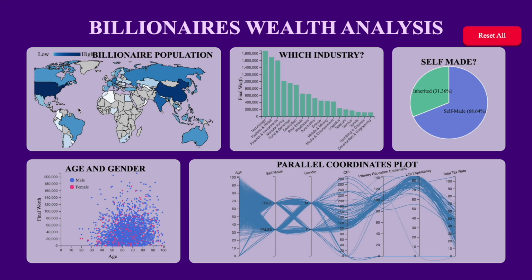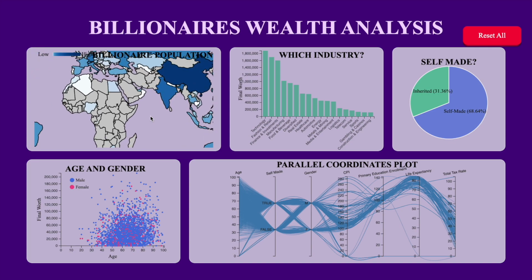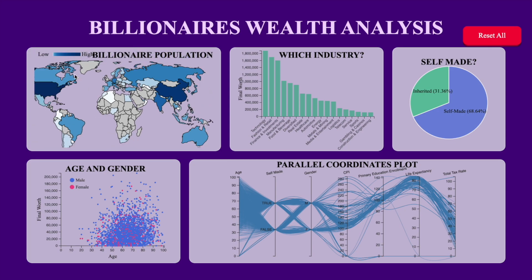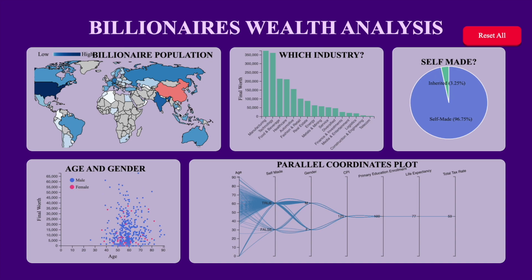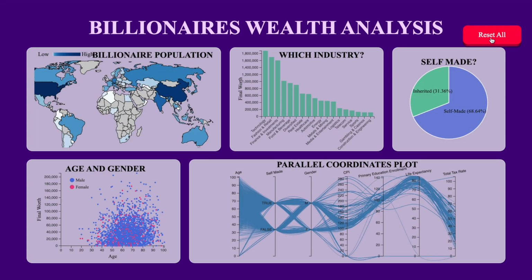Firstly, we have the geo map, where we can hover over any of the countries and it will show the name of the country and also the number of billionaires in that country. We can also zoom in and zoom out of the geo map. We've also added the legend, where the darker the country, the more billionaires there are in that particular country. And by clicking on any of the countries, the data gets filtered and the other charts are generated based on that. So let me reset the chart.